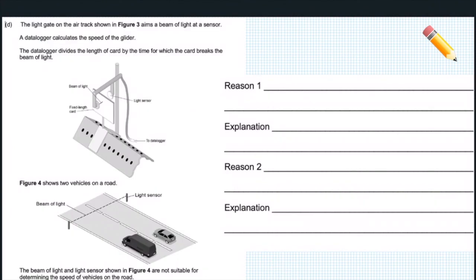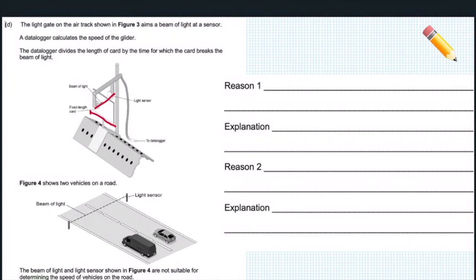The light gate on the air track shown in figure 3 aims a beam of light at a sensor, and a data logger calculates the speed of the glider. The data logger divides the length of the card, so the length of this card here, by the time which the card takes to break the beam of light. So the beam of light goes from here to here.